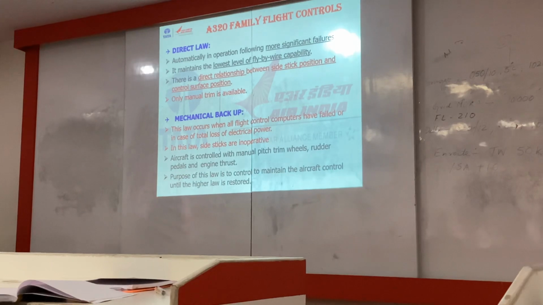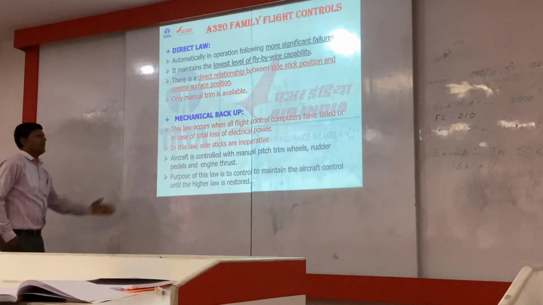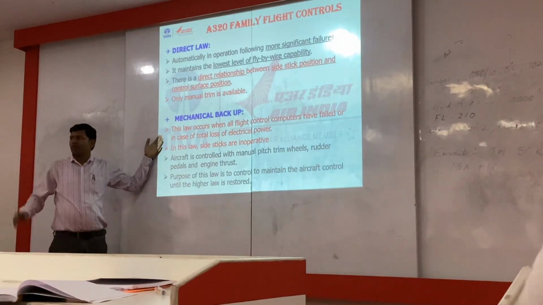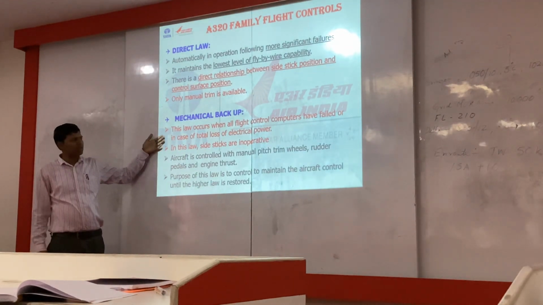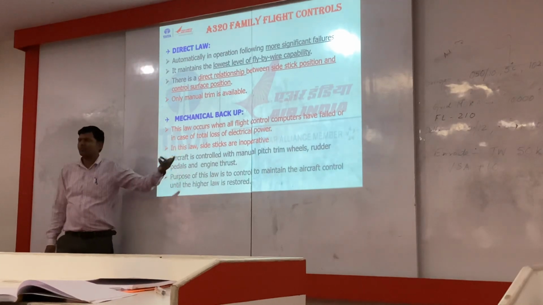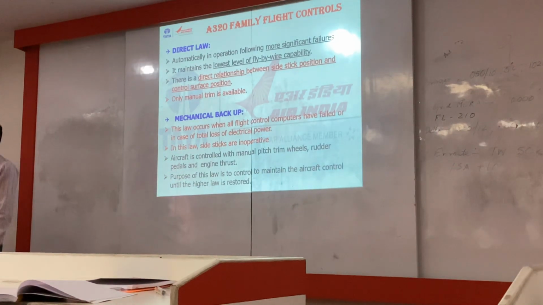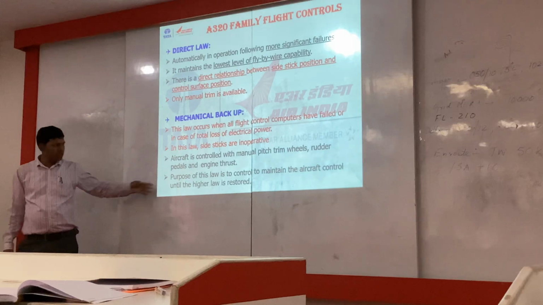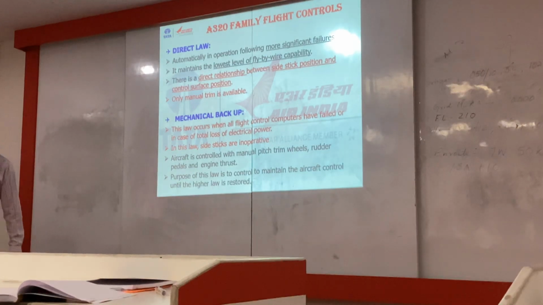Then mechanical backup. This law occurs when all flight control computers fail. This is nothing but a conventional type. Everything has failed: all flight control computers have failed, or in case of total loss of electrical power. The computers are working, but there is no power. In this law, side sticks are also out of order. The aircraft is controlled with manual pitch trim wheels, rudder pedals and engine thrust.